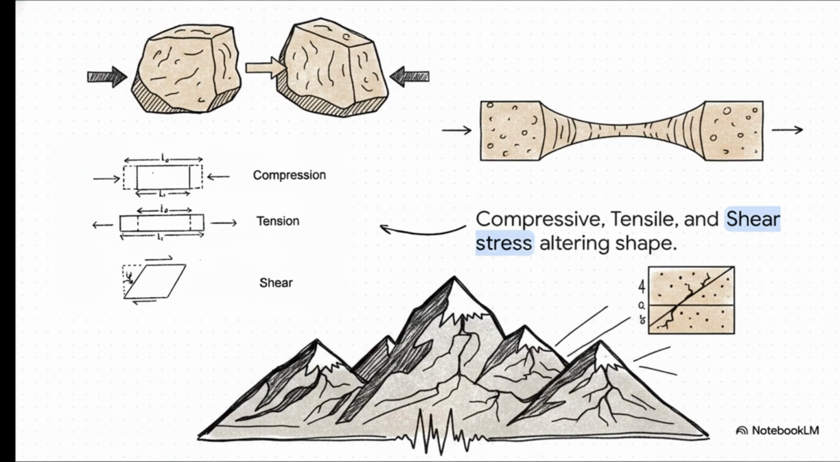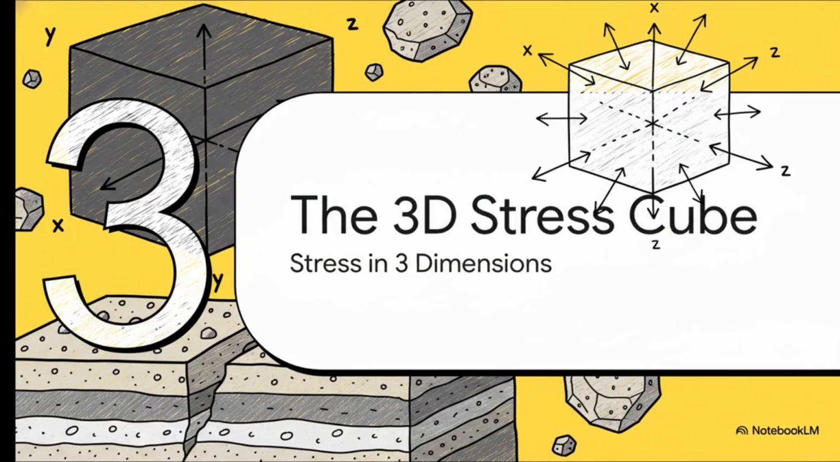These directional stresses physically deform the rock, changing its lengths and angles, and that resulting physical change is what we refer to as strain. Section 3. The 3D stress cube. Okay, let's take our 2D calculations and drop them into a complete 3D Cartesian space so we can understand true subterranean rock mechanics.